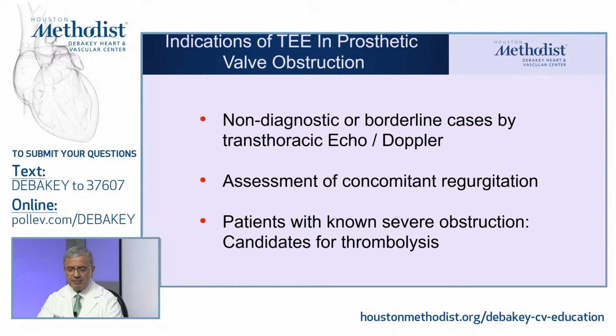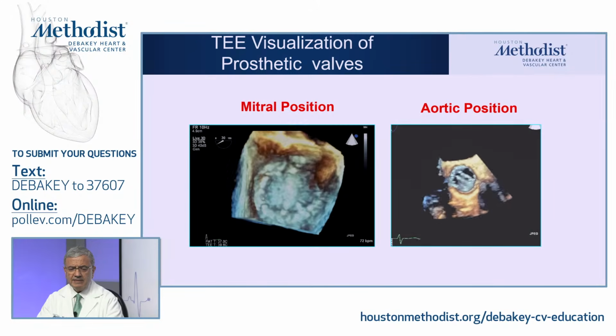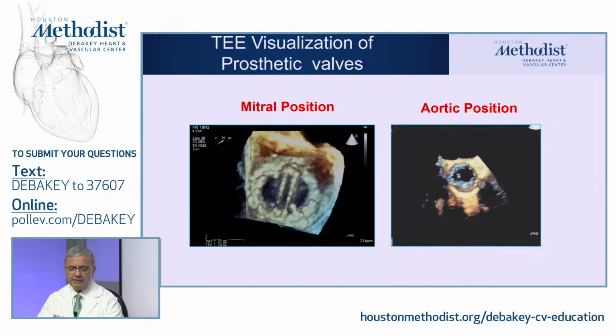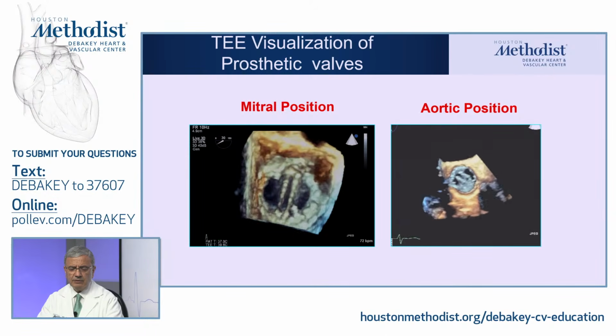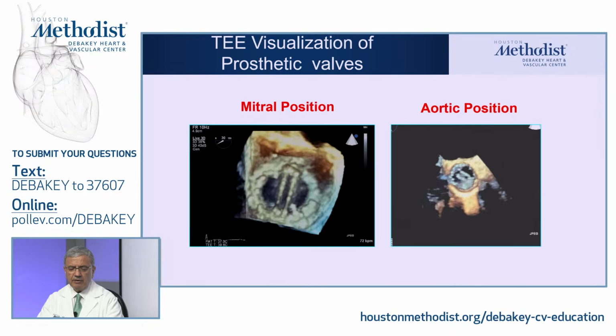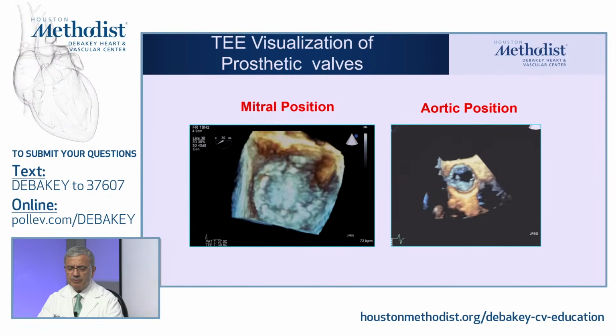assessment of concomitant regurgitation, particularly in the mitral position, patients with known severe obstruction, if they are candidates for thrombolysis, to assess the mechanism of obstruction as well as the size of thrombus. The TEE visualization in a mitral position is almost 100%. It is actually the first time when we use TEE that we could see the valve itself, its ring, if there are any issues with opening and closing of the prosthesis. These are the mechanical prostheses.